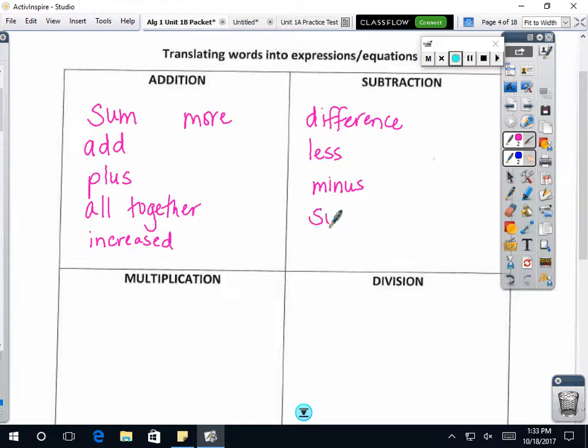What about subtract? We try to stay away from "less than," though, because when you start saying "less than," what do you think of? Right, the inequality sign. Okay, what about something you said in elementary school for subtraction? Take away. You won't see that as much anymore, but that's how you would have said it in elementary school.